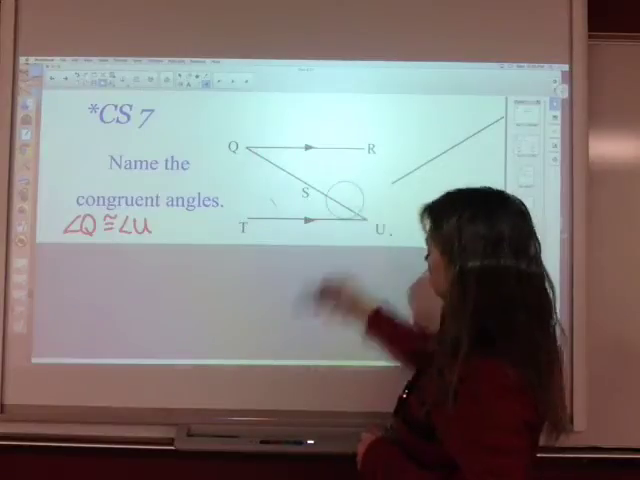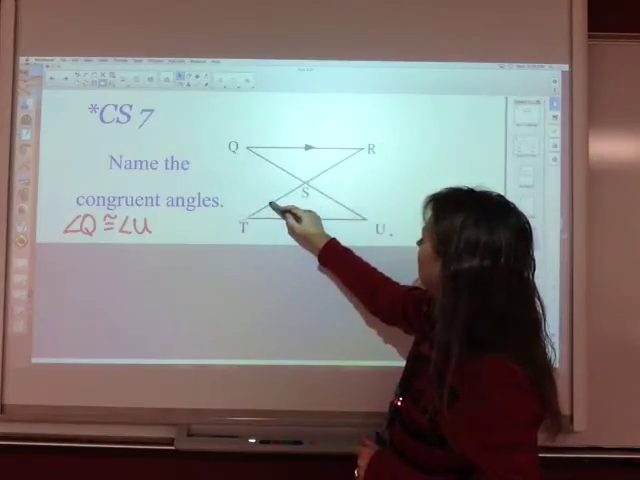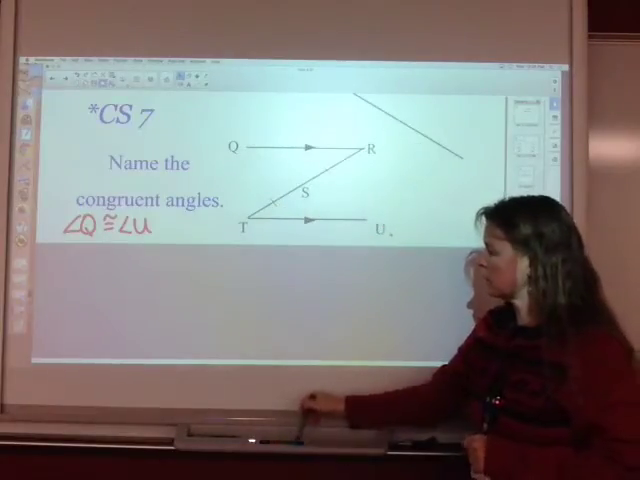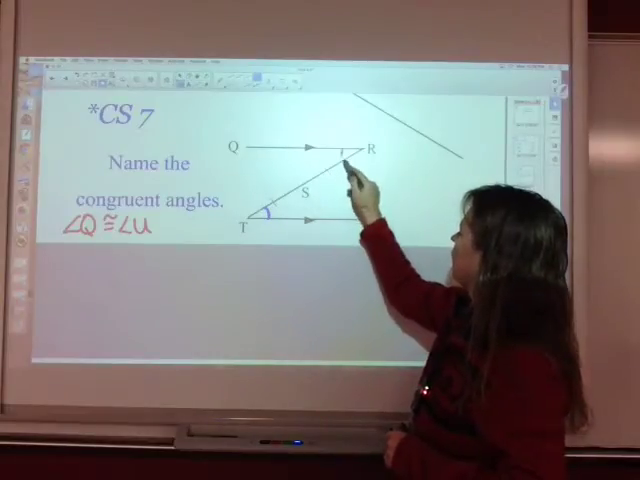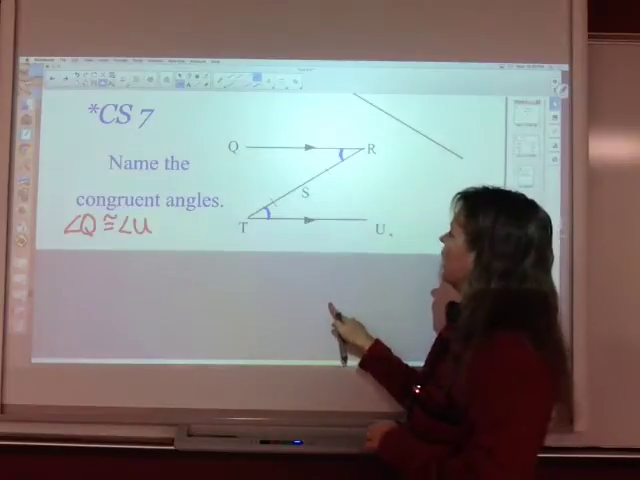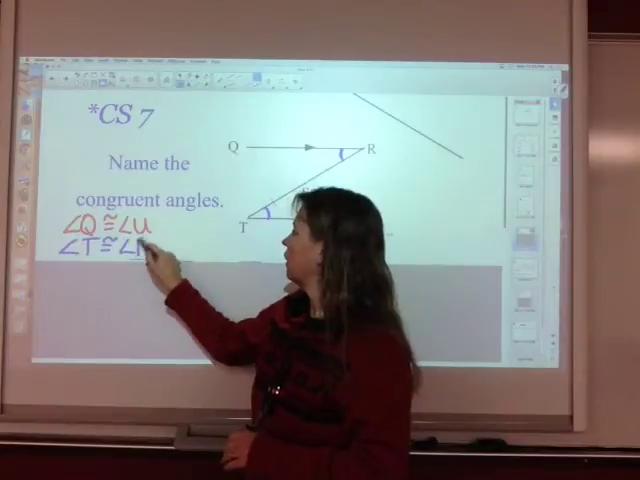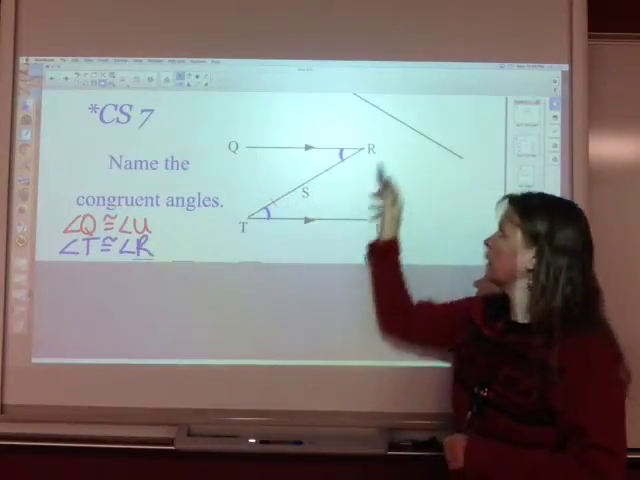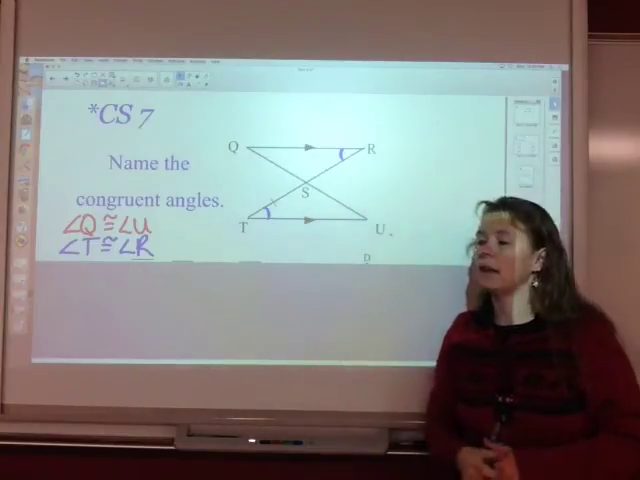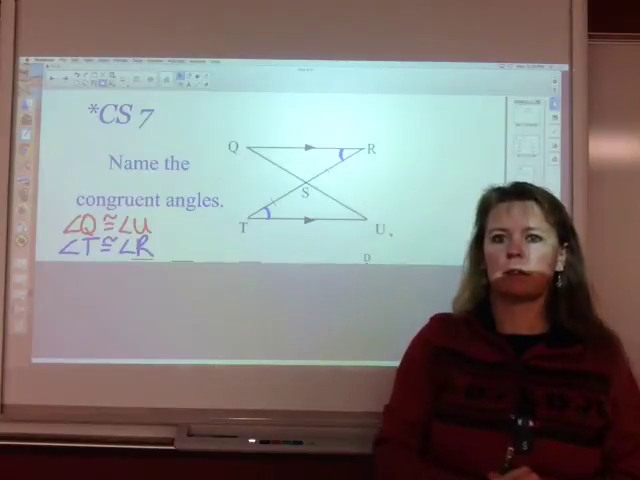Another pair of angles. If I put this back, another pair of congruent angles. I have another pair of congruent angles right here. If I look at only the parallel lines and the transversal and not the triangles, I have angle T is congruent to angle R. And yes, it's okay to call them angle T and angle R because they're the only vertex at that angle. Those are also alternate interior angles.